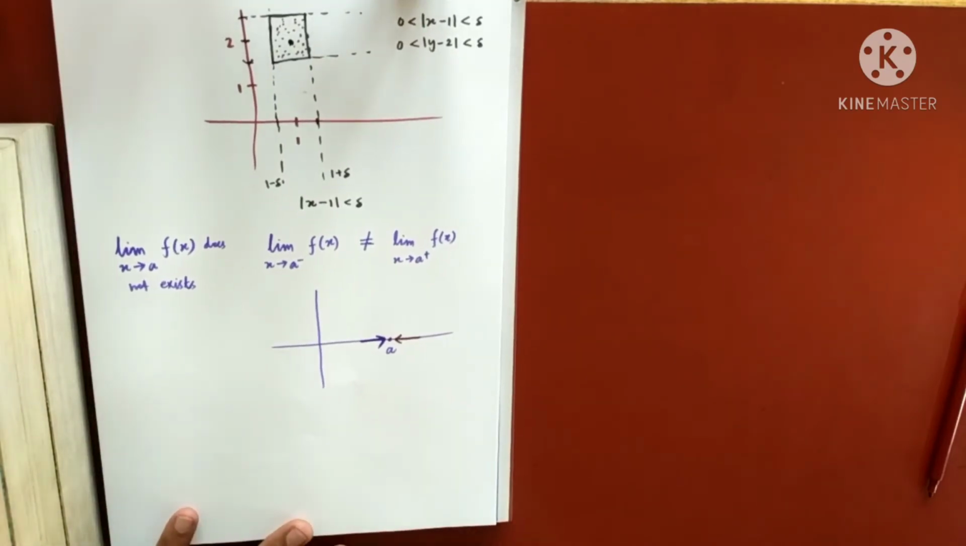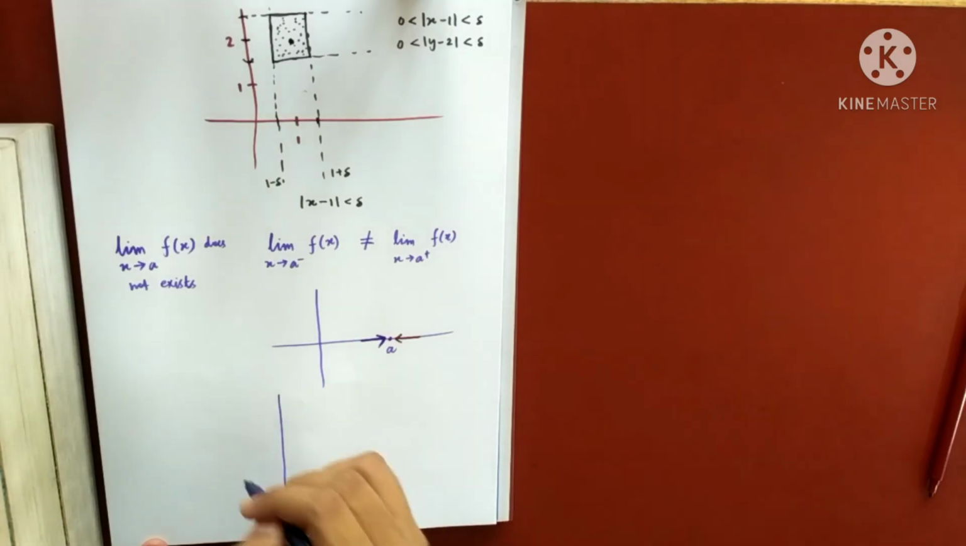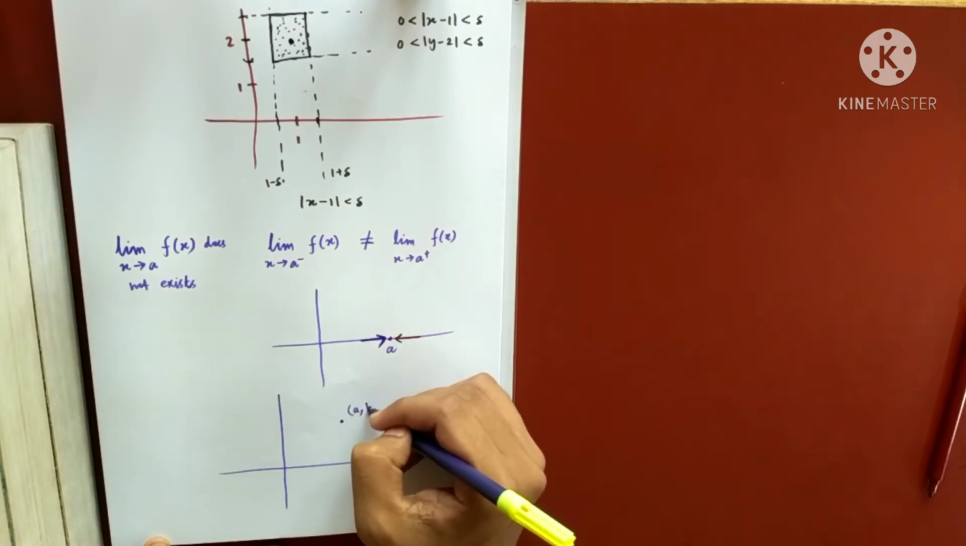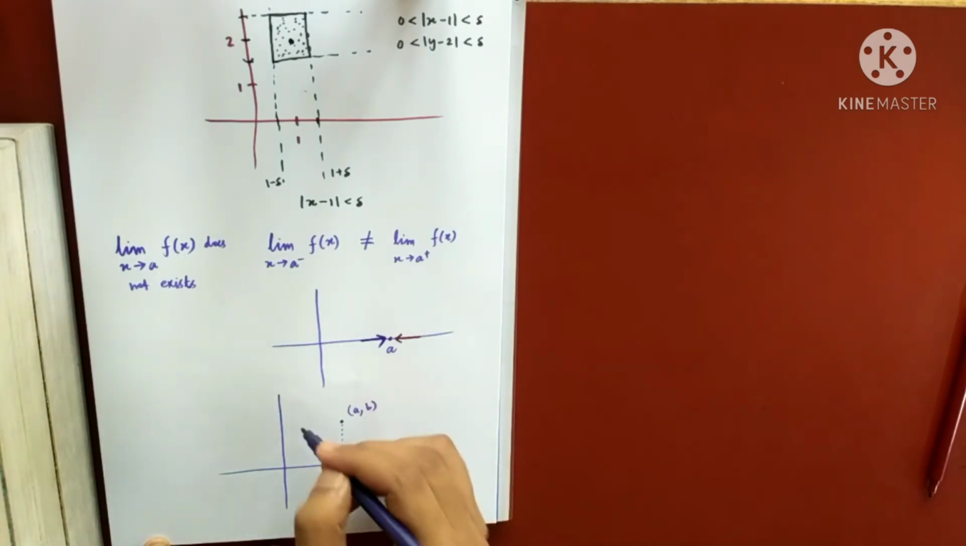Now consider the case of multi-variable limits, or multi-variable calculus, I will say. Now you see, suppose I am talking about this point a comma b. This is a and this is b.